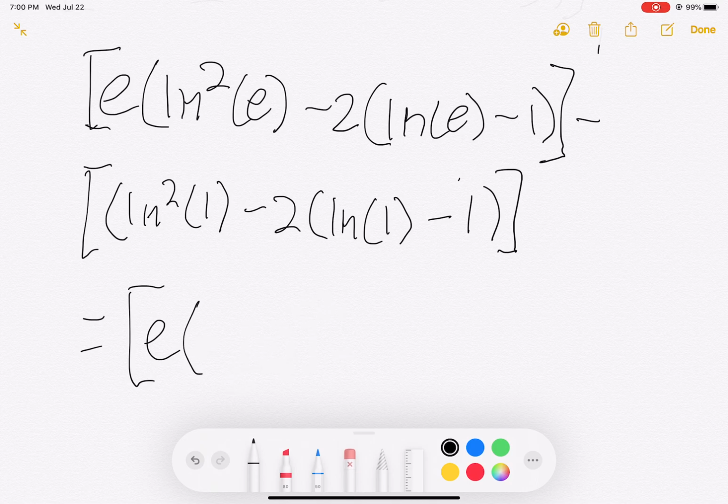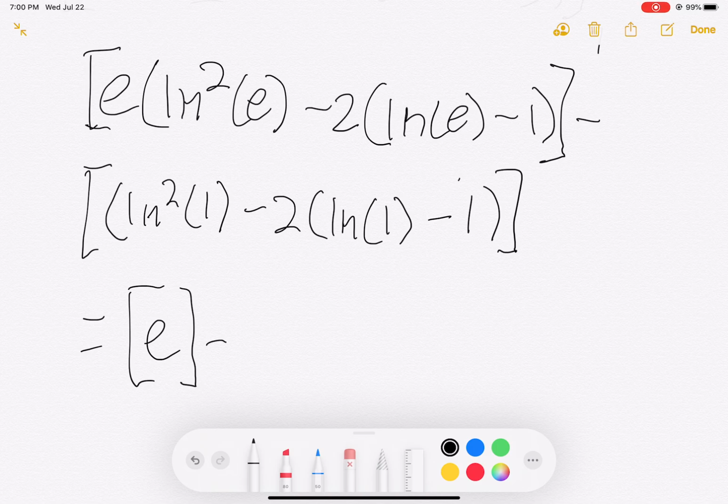So e times 1 minus 2 times ln of e, that's the same thing. It's just going to be 1 minus 1. This cancels out to 0, as you can see. So this entire term just goes away. So we can just simplify this to e in this term, right? E. Okay.